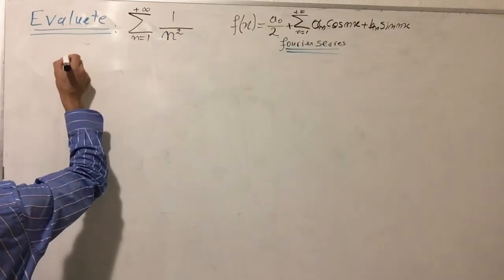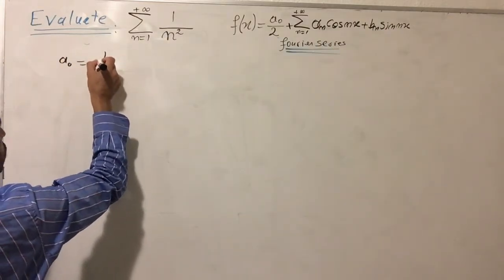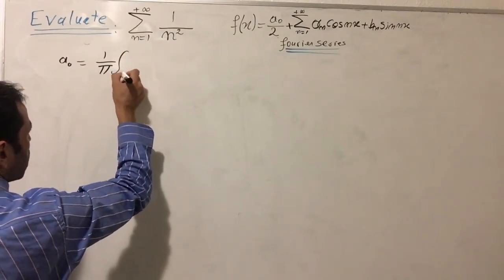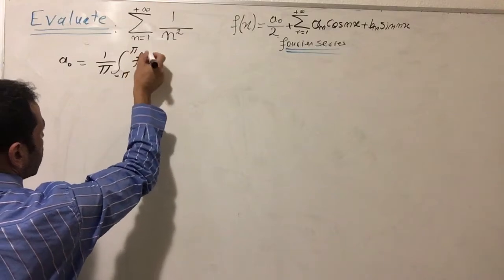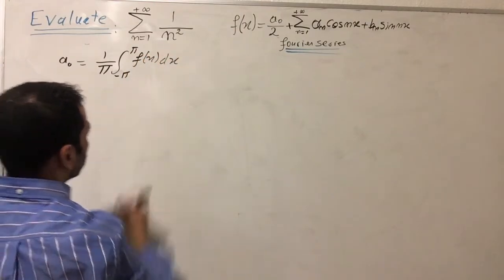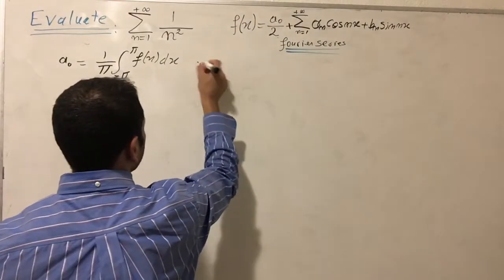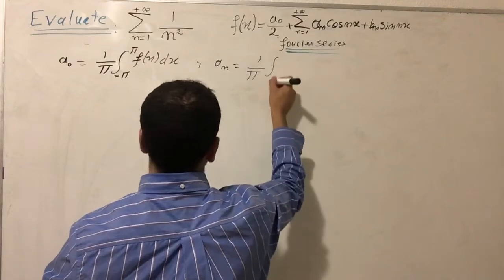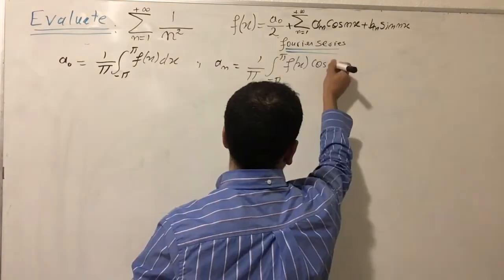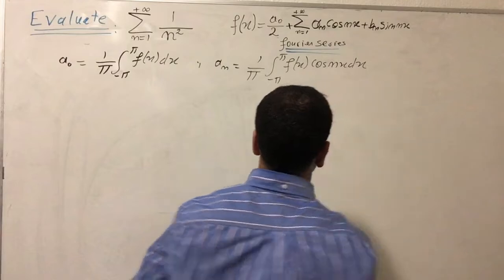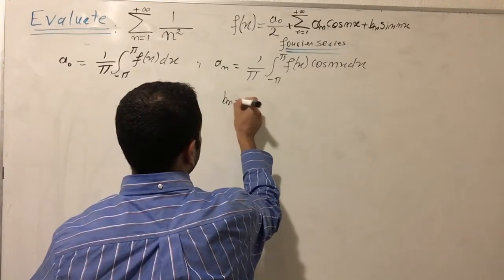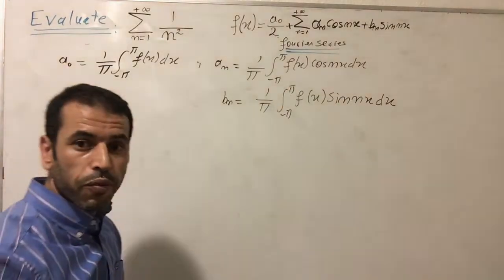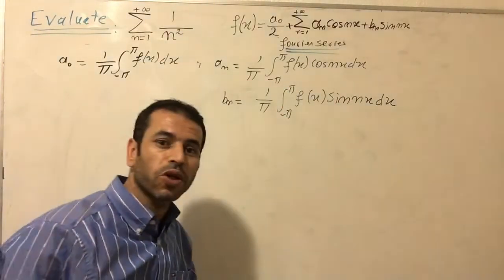We have a naught equal to 1 over pi multiplied by the integral from minus pi to pi of f of x dx. We also have a sub n equal to 1 over pi multiplied by the integral from minus pi to pi of f of x cosine nx dx. And b sub n equal to 1 over pi from minus pi to pi. These are very important and useful formulas, especially in physics.